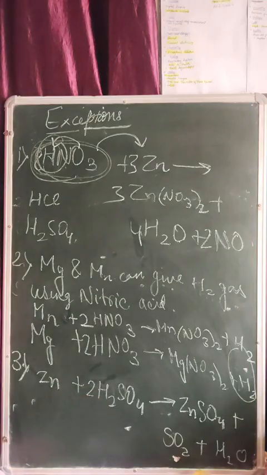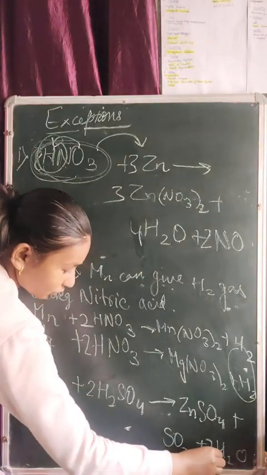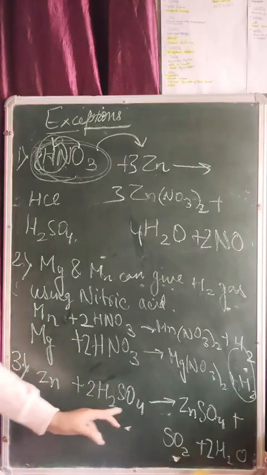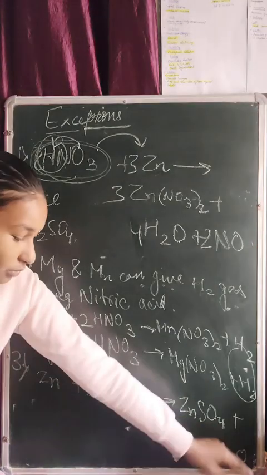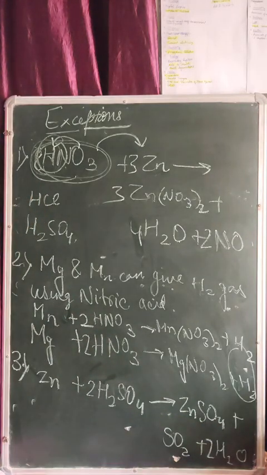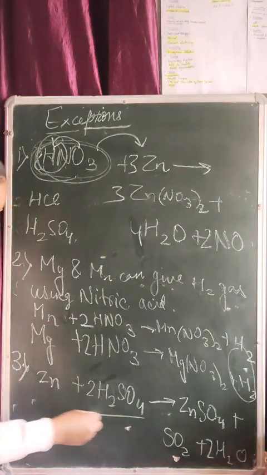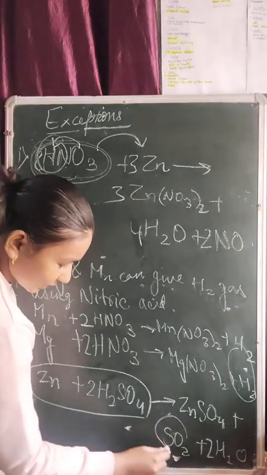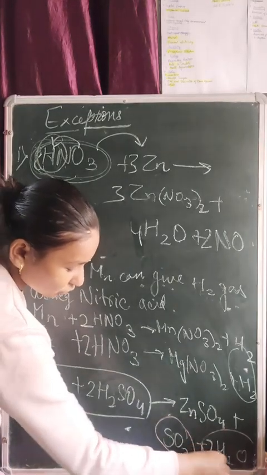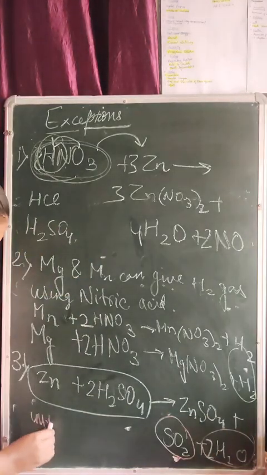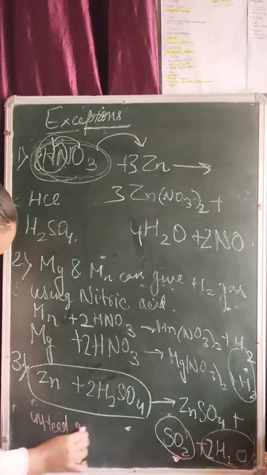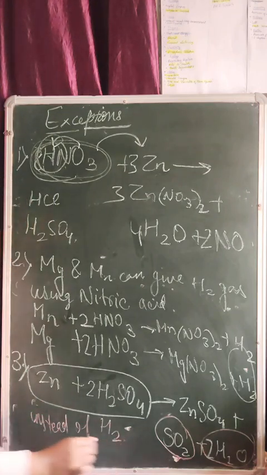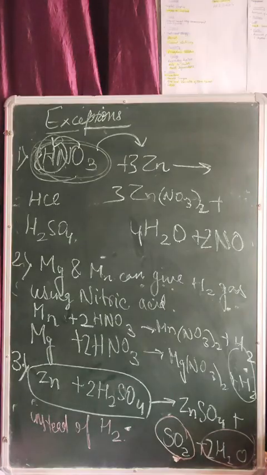2 to 4, so here also 2. And let us see 2 to 4, 8. 4 to 6 to 8. Yes, it is balanced. So this reaction is forming SO2 and H2O instead of H2. So this is nice.